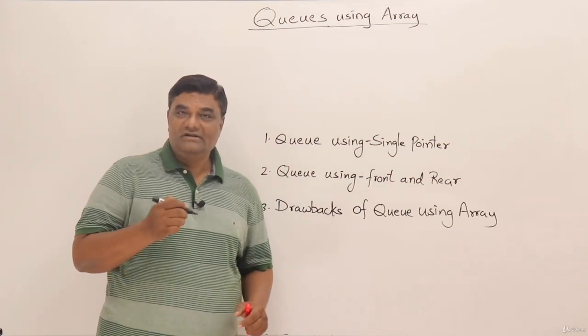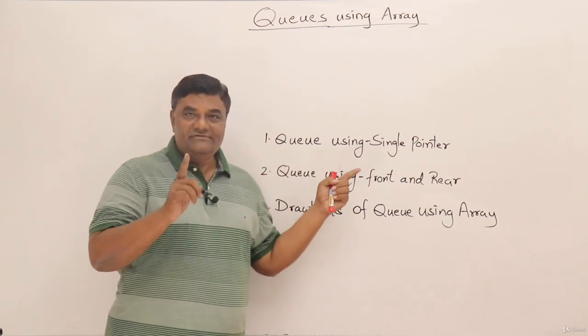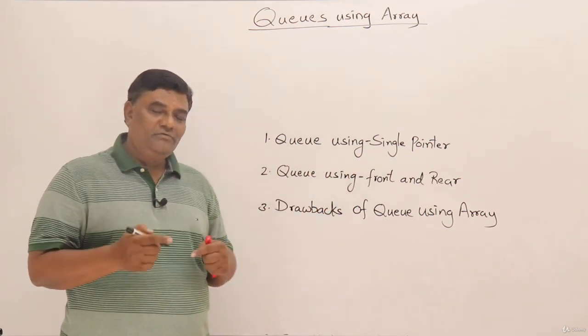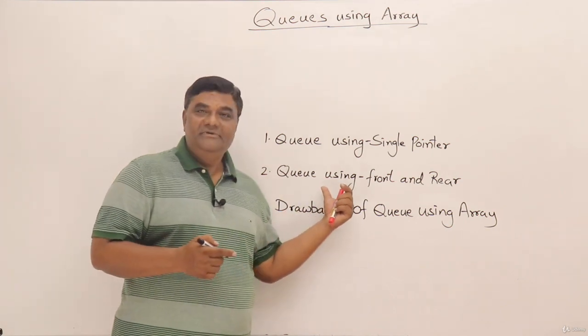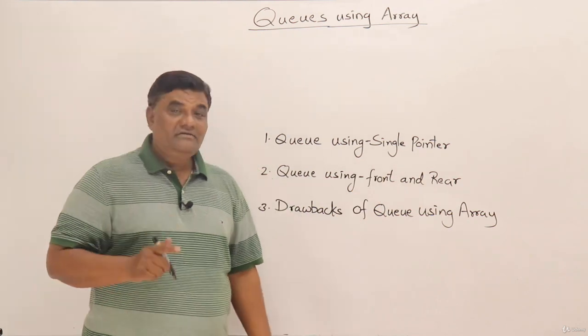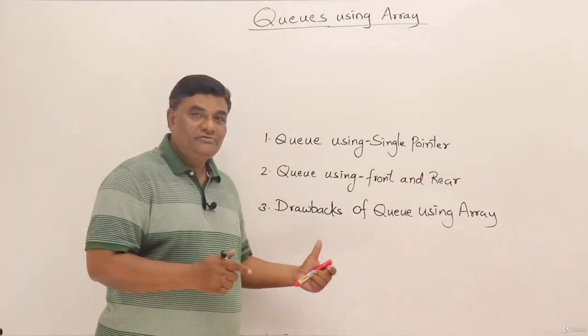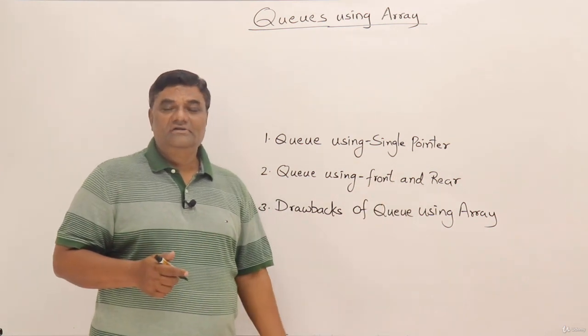Implementation of queue using array. We will learn these things. We will implement a queue using just one single pointer. Then I'll explain what the problems are in that one, what the drawbacks are. Then I'll explain how we can implement it using two pointers, that are front and rear pointers. Then I'll explain what the drawbacks are of implementing queue using array even if you are using two pointers.